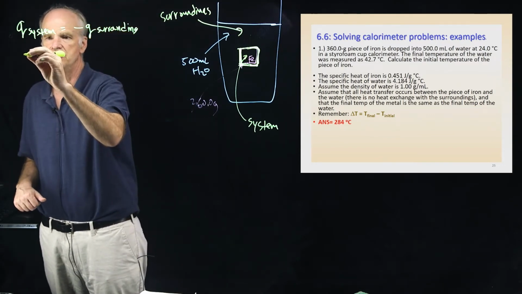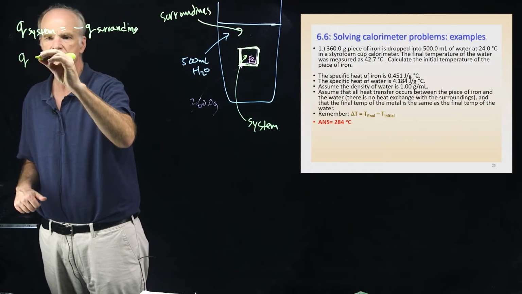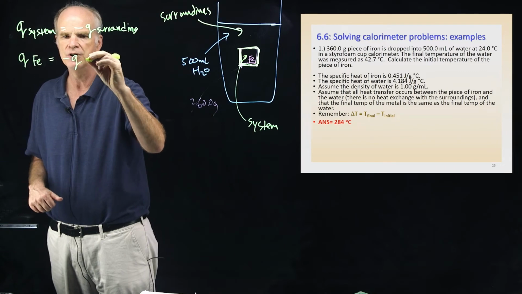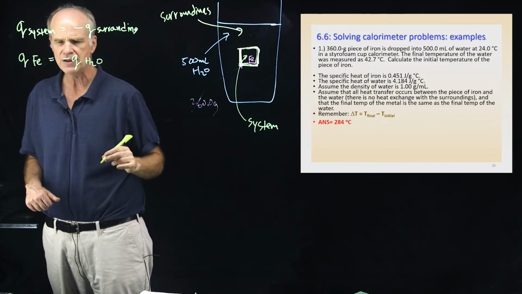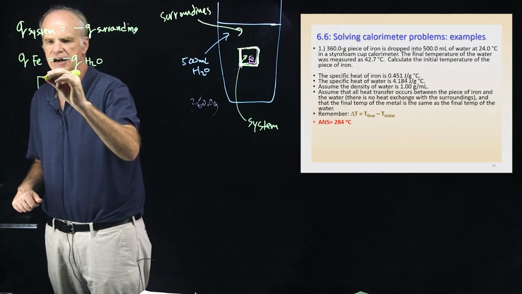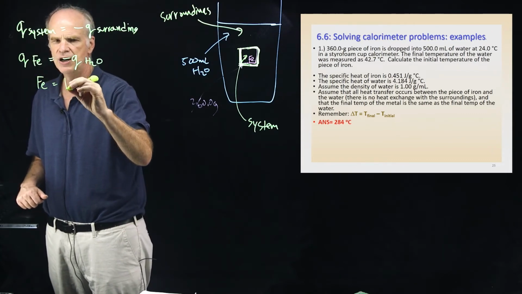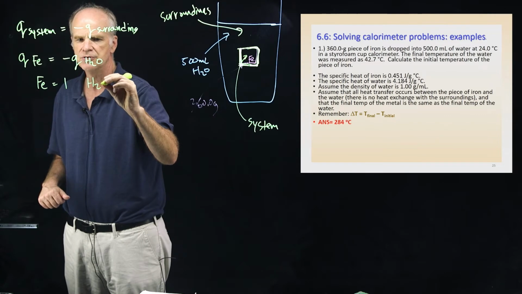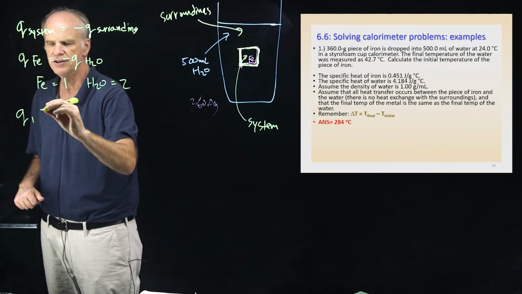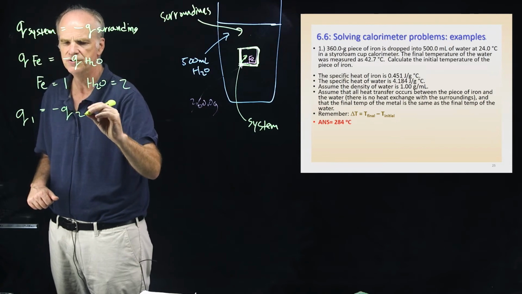Okay, so the Q of the system, we can write Q of the iron if we want, is equal to negative Q of the water. And just to make my life a little bit easier, I'm going to say iron is equal to 1 and water is equal to 2. So we can go further in saying Q1 is equal to negative Q2.